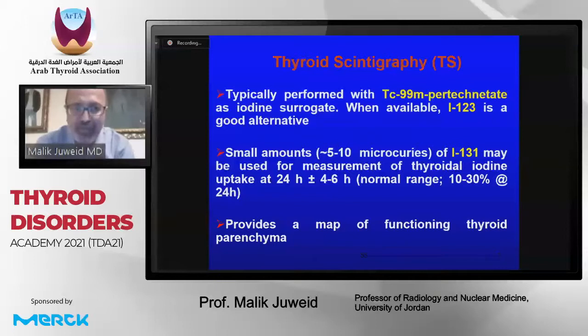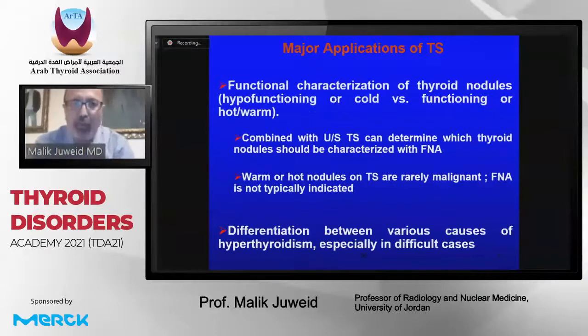We can summarize thyroid scintigraphy in a few words. It provides truly a map of functioning thyroid parenchyma. So the major applications there are straightforward. The first one is functional characterization of thyroid nodules as hypofunctioning or cold nodules versus functioning hot or warm nodules. It can't be really used alone without ultrasound, but combined with ultrasound, it does help determine which thyroid nodules should be characterized further with fine needle aspiration.